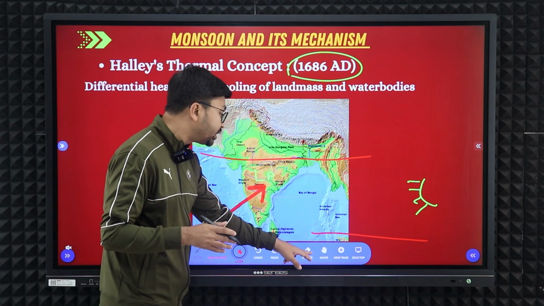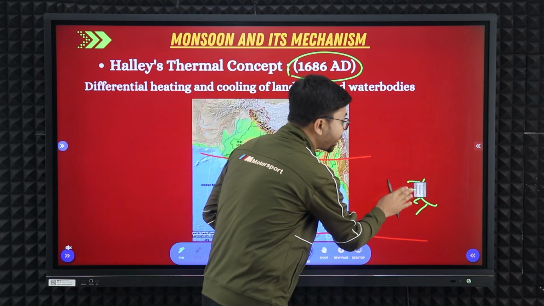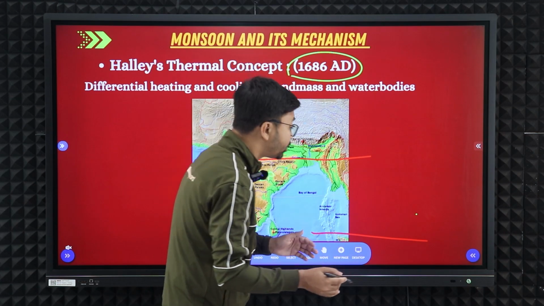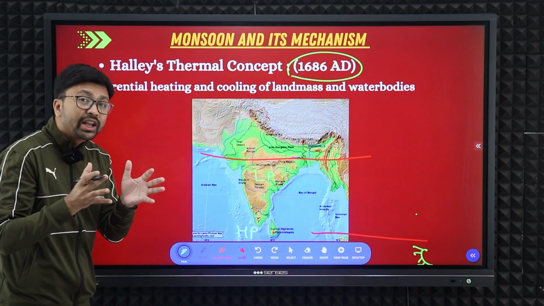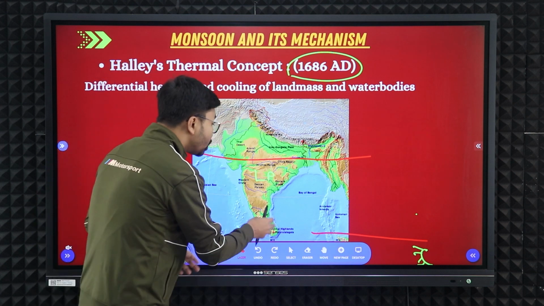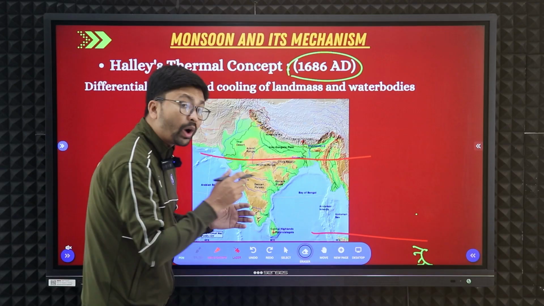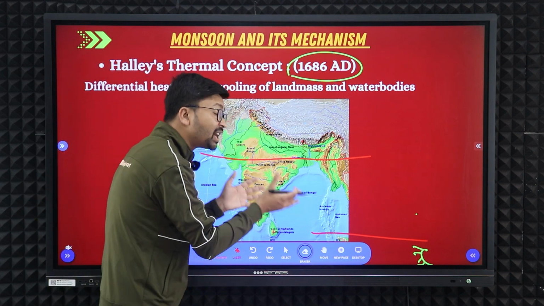Now during winter, there will be the opposite condition. What will be the opposite condition? Here you can see solar energy will not be there. Solar energy during that time will come in the southern hemisphere. So the northern hemisphere is at the time to release the temperature. When it releases the temperature, what will happen? Where there was low pressure, now it will be high pressure. Why? Because it is releasing the temperature.